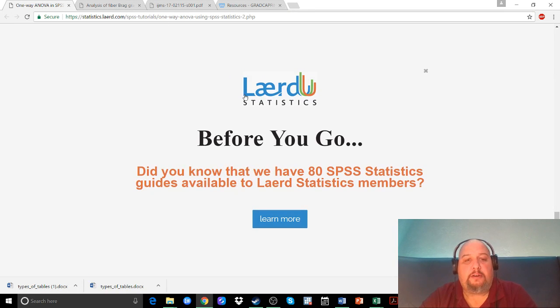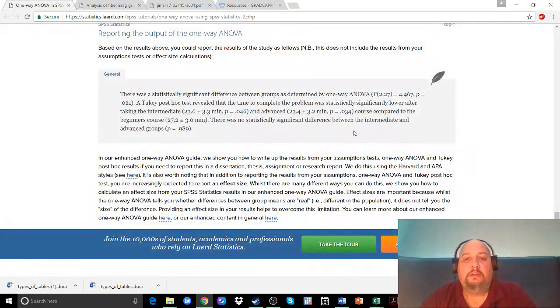So this paragraph shows a really good way to write up a small paragraph describing the ANOVA, describing the post-hoc, and then providing some discussion.